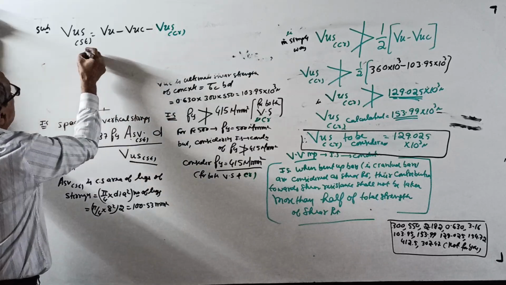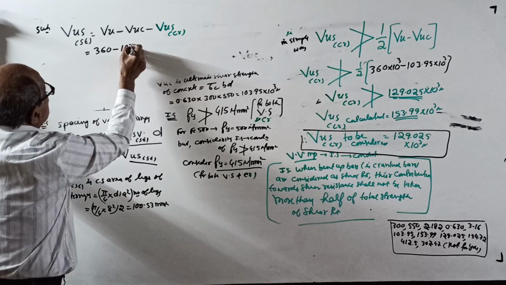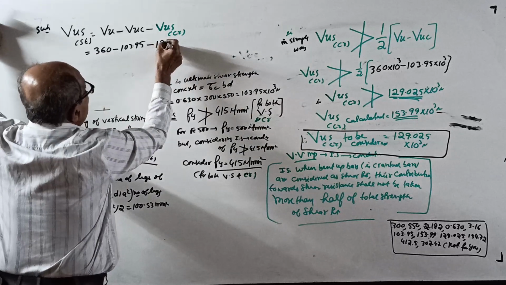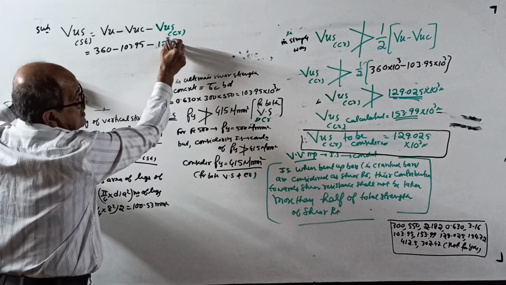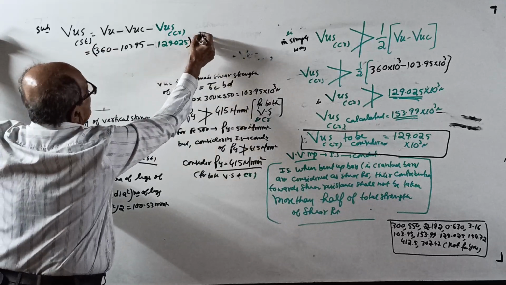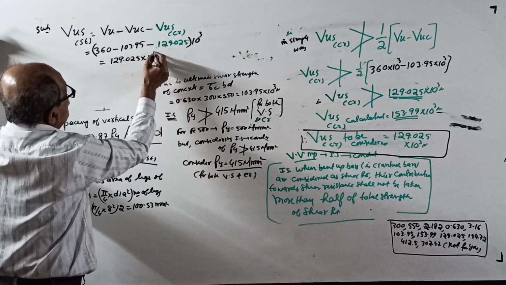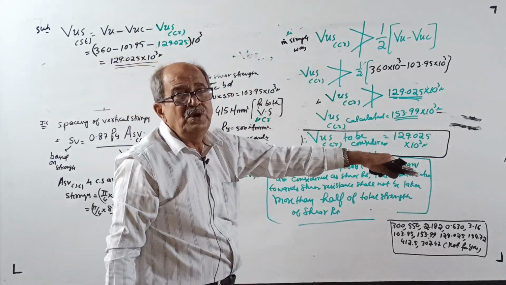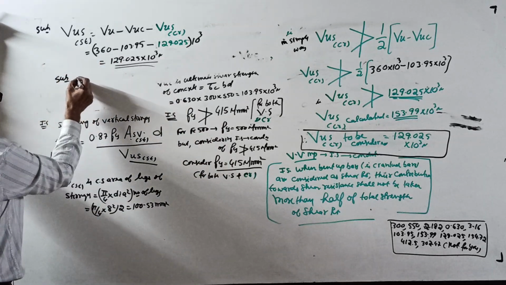VUSCR. Equal to VU 360, VUC is 103.95, minus VUSCR is 129.025 10 to the power 3. It will come once again 129.025 10 to the power 3 Newton. But if this value is other, 1 or 2, it will come different. Substitute. Okay, over.